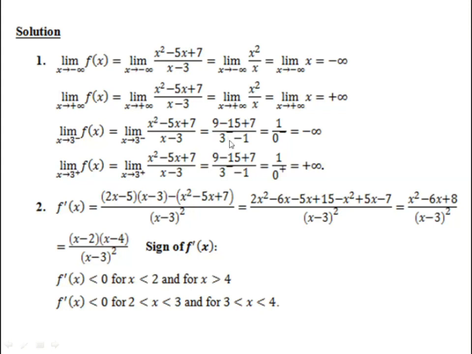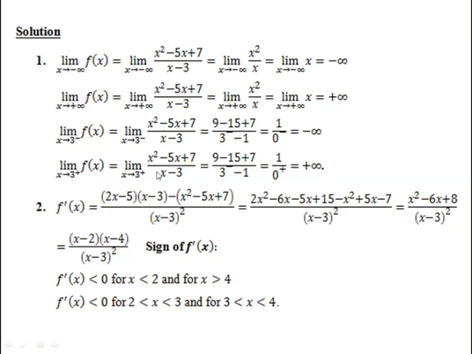Here the numerator is 1 and 3 minus 3 equals 0 minus. We know that a constant over 0 is infinity. And here we have positive over negative, which is negative. So the limit as x tends to 3 minus of f of x equals minus infinity.